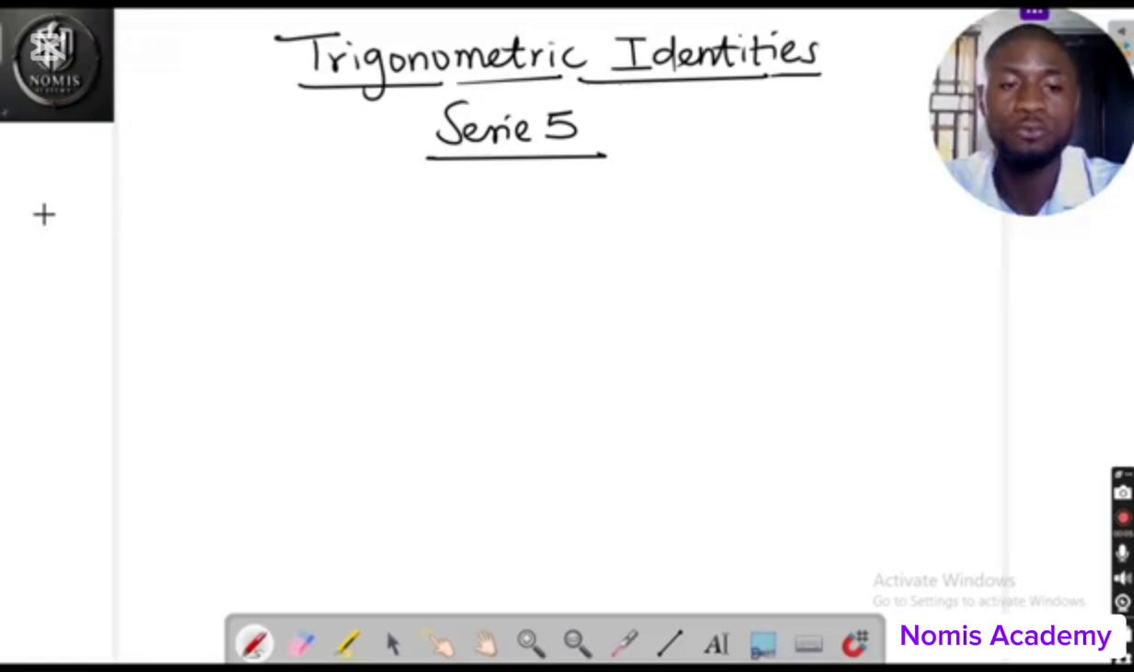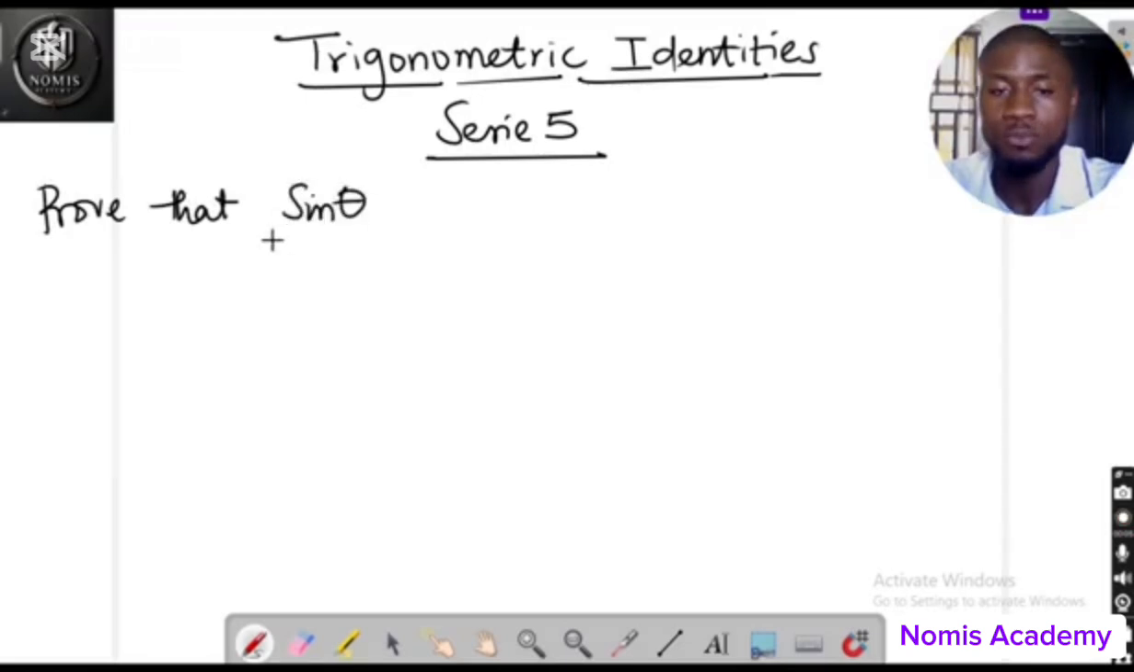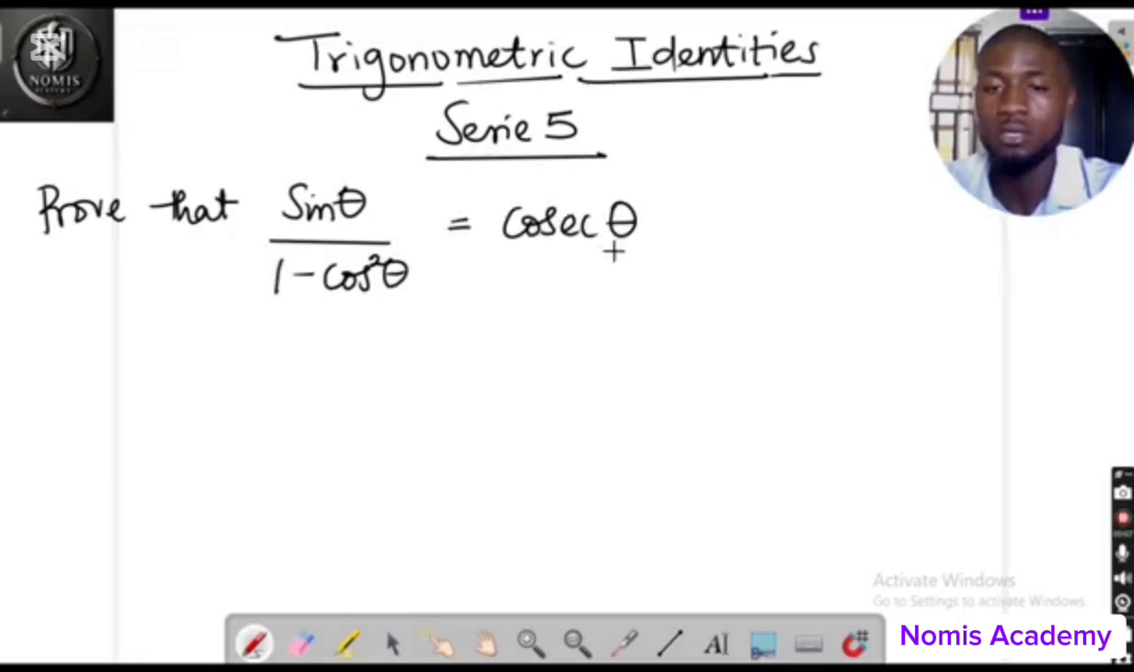We are to prove that sine theta all over 1 minus cos squared theta is equal to cosec theta. So how do we get this done? Let's get into the solution.